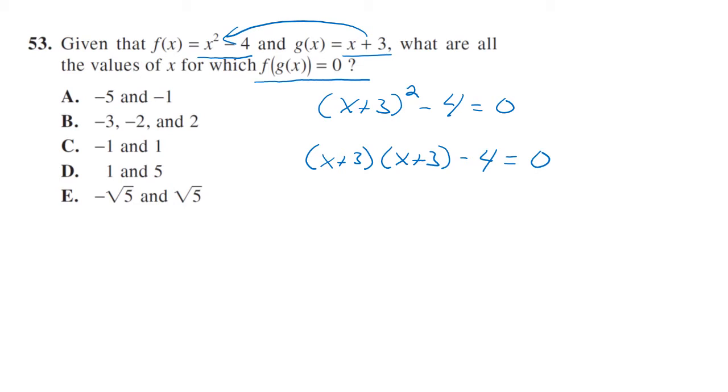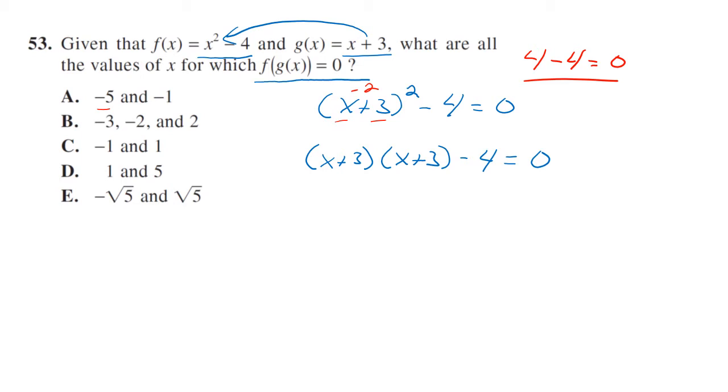Let's go a different way. What if we just take the answers and plug in the answers? Well, let's try negative 5. Negative 5 plus 3 is negative 2. And then negative 2 squared is 4. 4 minus 4 equals 0. So, yay, negative 5 works.